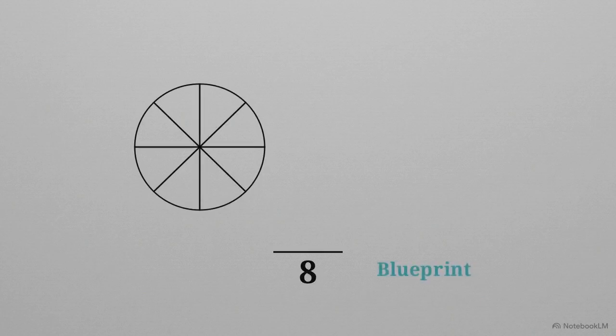Look at this diagram. The bottom number, the denominator, is a structural blueprint dictating exactly how many equal pieces a whole object was cut into. The numerator is an inventory, a raw count of how many blueprint pieces you actually possess.